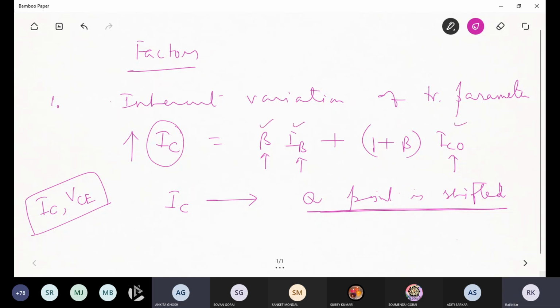Please switch off your mic. Where switched it on? Ankita Ghosh. Switch off your mic.